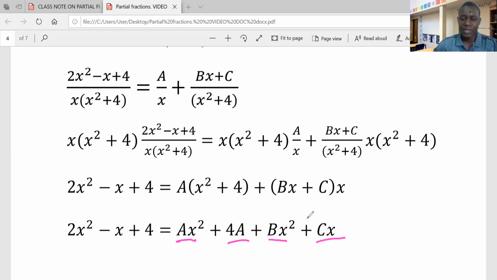Now the next step is to collect the like terms. We have ax squared and bx squared as similar, so we collect them together because they are x squared terms. That will give us (a plus b) times x squared. Then we have cx, then plus 4a. It cannot be simplified beyond this.